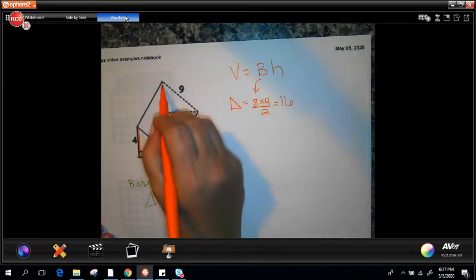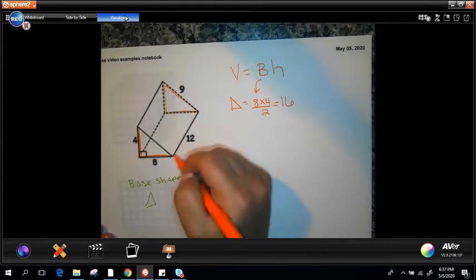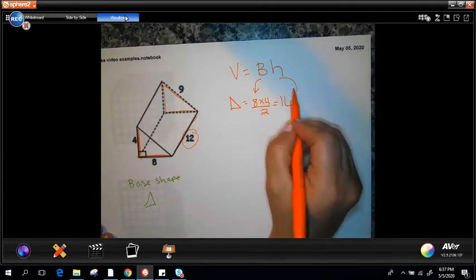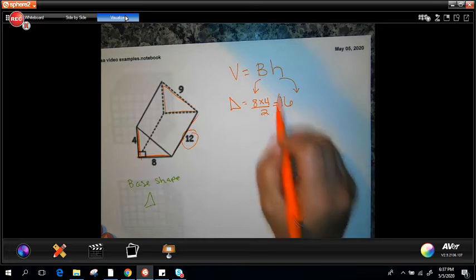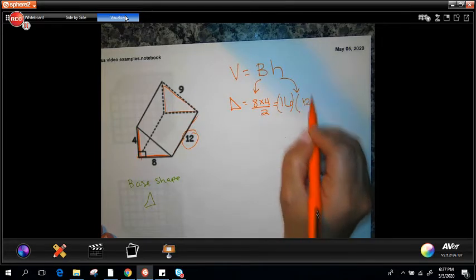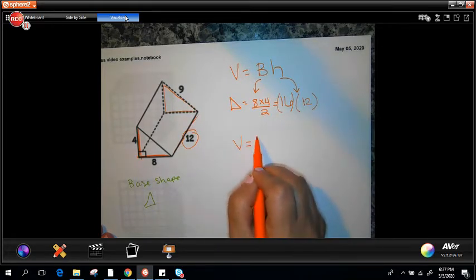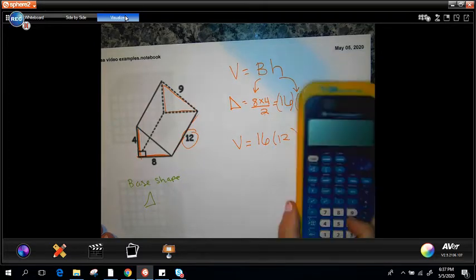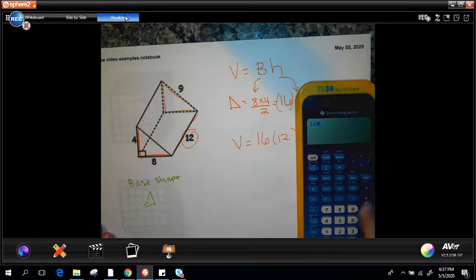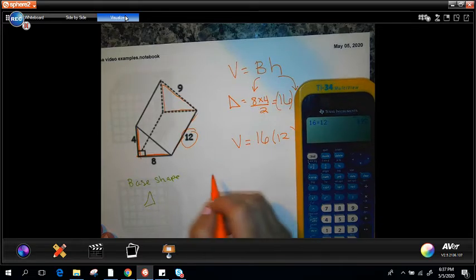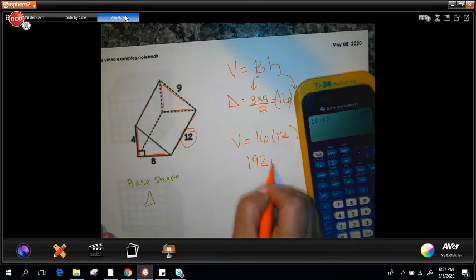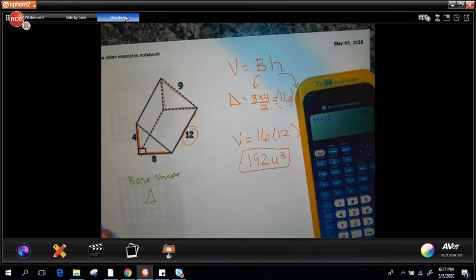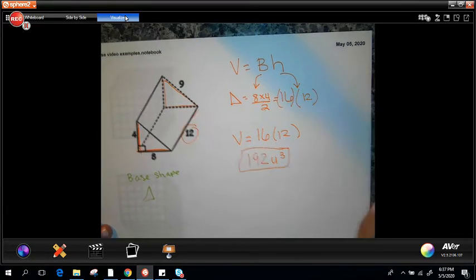Now, we have two congruent bases, and the side that connects them is the height. So the big B, 16, times the height, 12. So I'm going to rewrite that down here. Area of the base times the height. And you can use your calculator. 16 times 12 is 192 cubic units, since they did not specify. Perfect. You've now done a triangular prism.